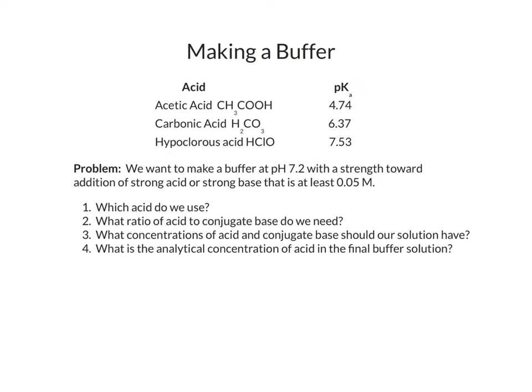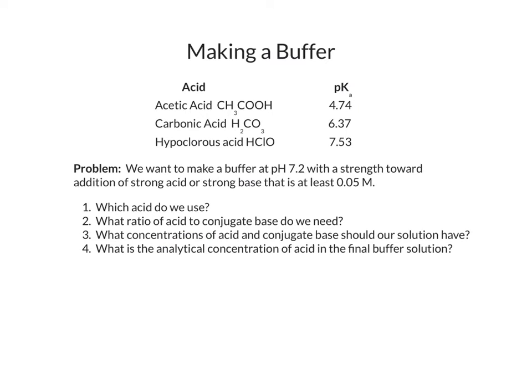There are several questions we would need to answer in order to figure out how to make this solution. First of all, we need to know what acid should we use. Then we need to know what ratio of acid to conjugate base we would need to achieve the pH of 7.2. And then what concentrations of acid and conjugate base should we have in our solution. And then from that, we can determine what the analytical concentration of acid is in our final buffer solution.